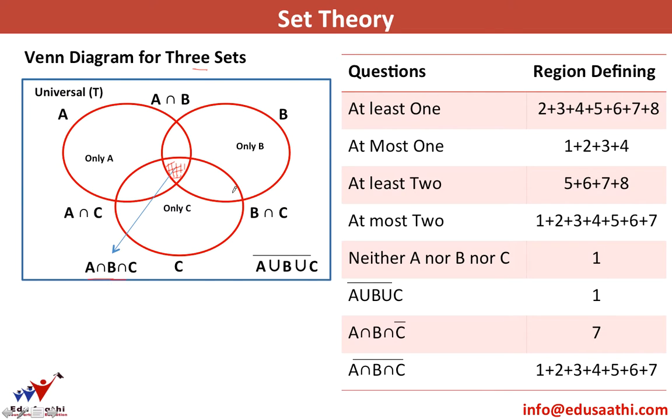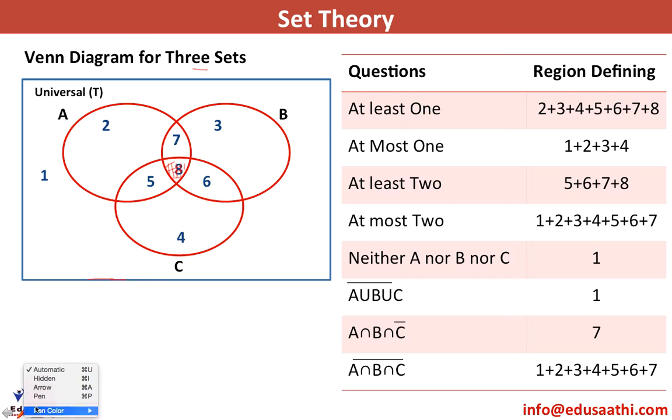Let's give numbers to these regions. So only A would be this element 2 here, the one marked with these diagonal lines. Then we have only B, which is represented by 3, only C represented by 4. We have A intersection C as these marked in green, which includes 5 and 8. Similarly, A intersection B would be 7 and 8. B intersection C would be 6 and 8. And intersection of all three would be just this element 8 here.